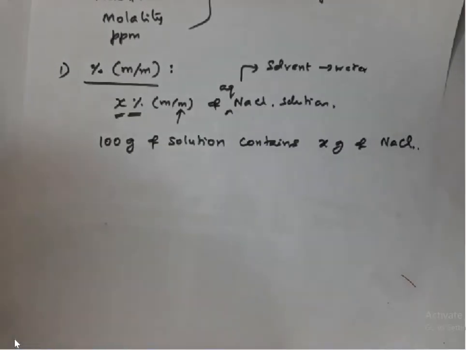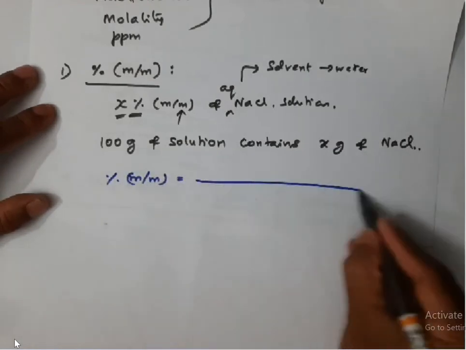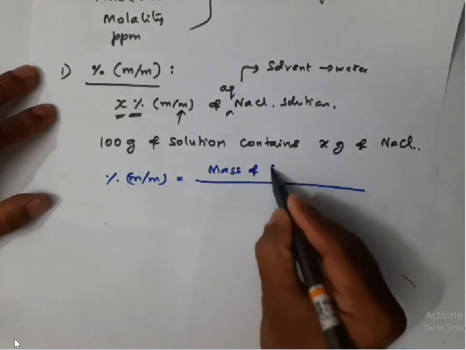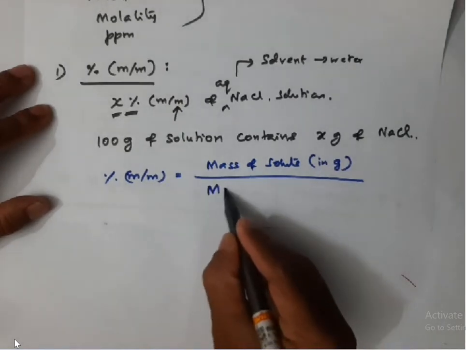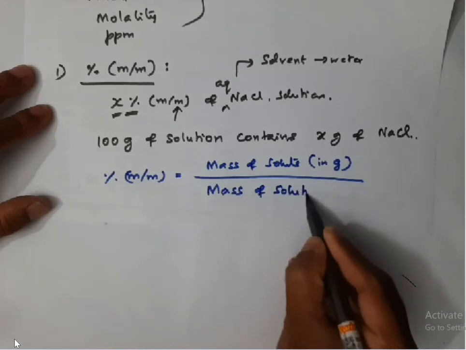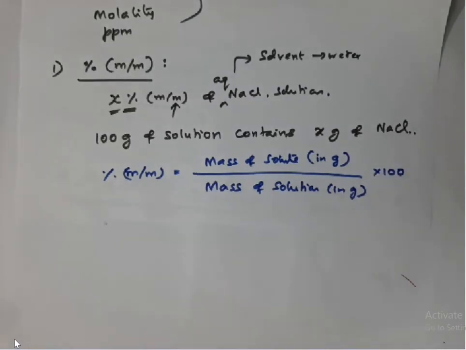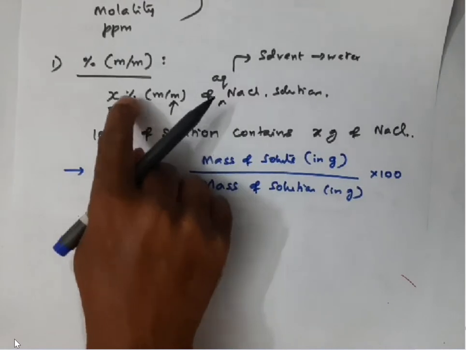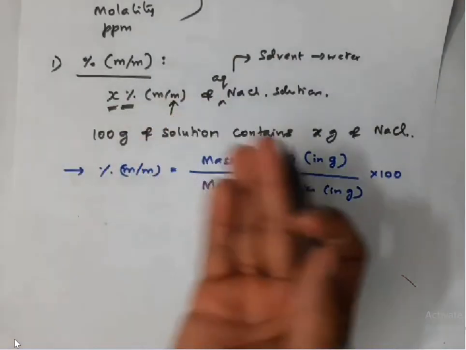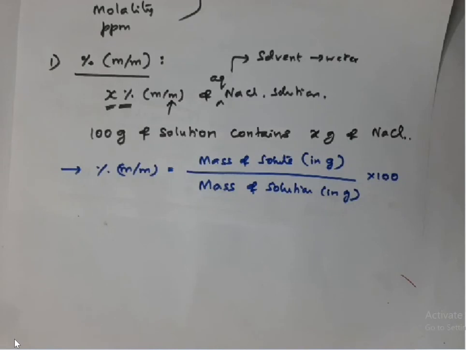Or you can also say like this: percentage mass by mass can also be given as mass of solute in grams divided by mass of solution in grams, times 100. This will give you the percentage mass by mass. This is the definition actually. But if a solution is given as X percentage mass by mass of aqueous sodium chloride, you must know the meaning: 100 gram of solution contains X gram of sodium chloride. Okay. Now, students, take down this.